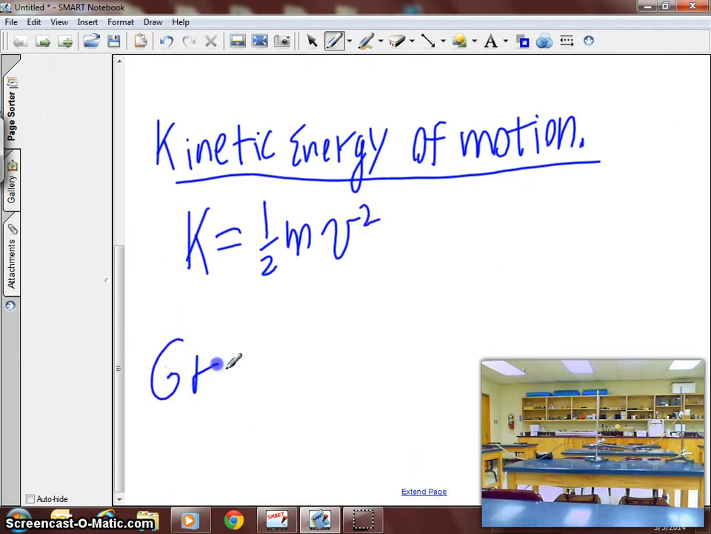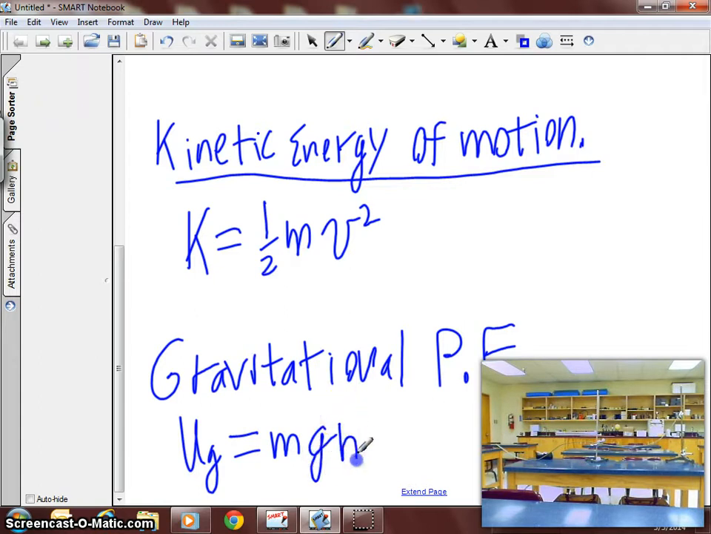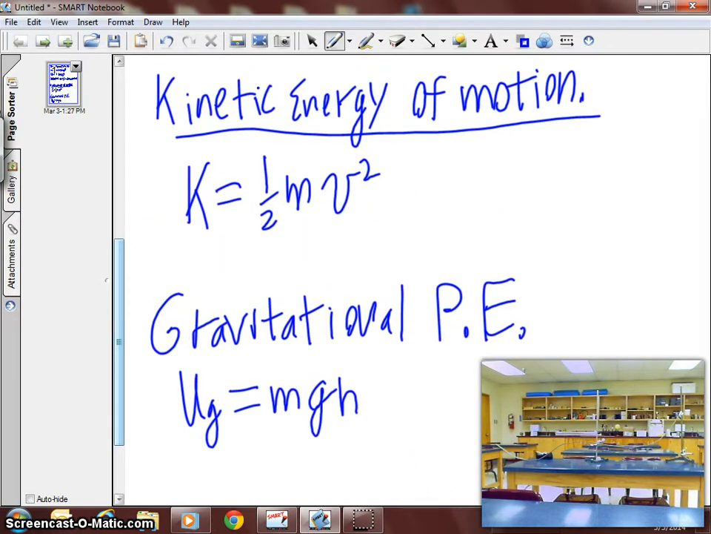The gravitational potential energy, and I will abbreviate with PE, we use the letter U sub G, that is mass times the gravitational constant times the height of the object. When we look at these different energies, I will do a simple demonstration that shows a simple transformation, and then we will discuss the energies of these transformations. So I'll now go to the apparatus.